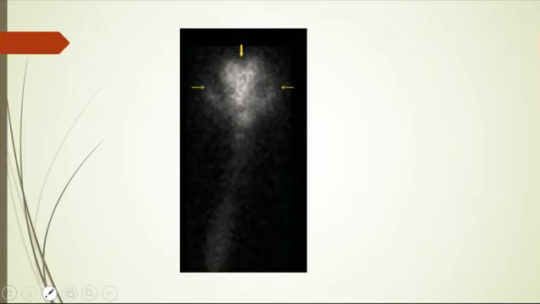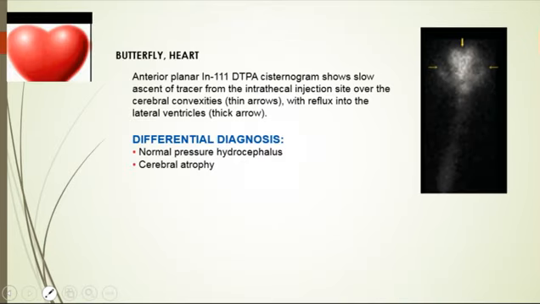Okay, what's the sign? Diagnosis, I think it's CSF. No, it's not CSF. No, it's a very romantic sign. It's a heart sign or a butterfly. This is the central part. The ventricles here are prominent and the CSF flows over the brain, giving it the heart appearance. It is usually seen in normal pressure hydrocephalus or cerebral atrophy.